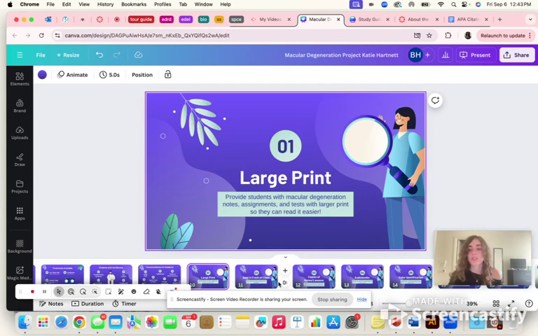So providing students notes, assignments, and tests with larger print will make it easier for them to read what's going on. I actually talk about this in one of my accommodation videos too. I really liked the idea of putting the text on the left or right side of the paper if possible, just so they're not having to rely on that central vision as much. I think it's a great idea to look up different fonts for low vision students. I actually have a link underneath my accommodation video with different fonts you can use.